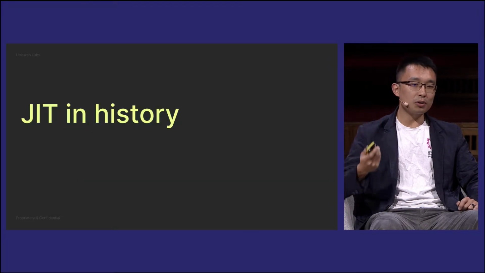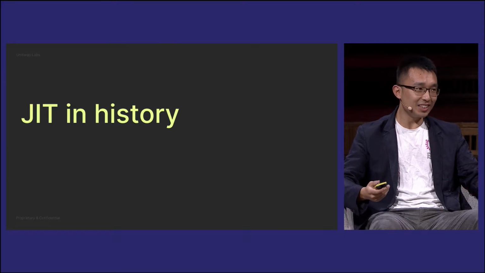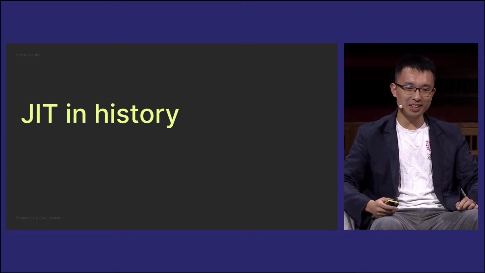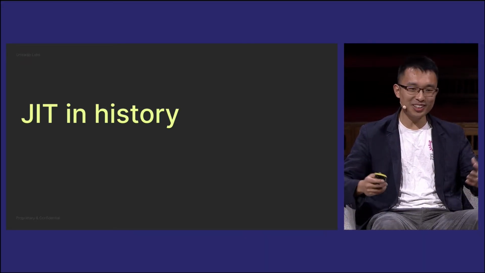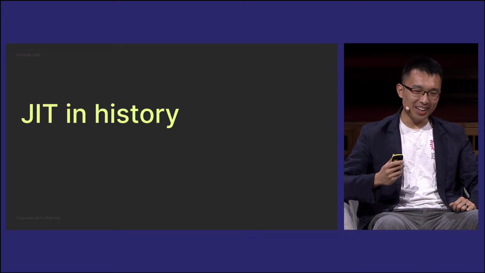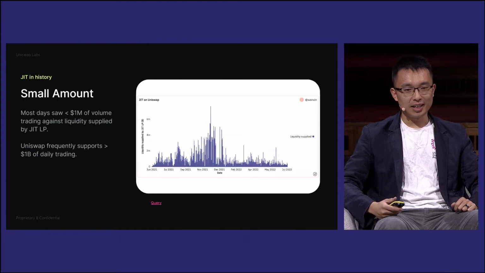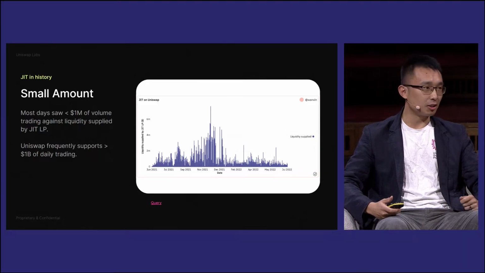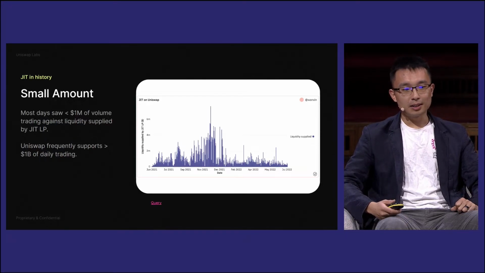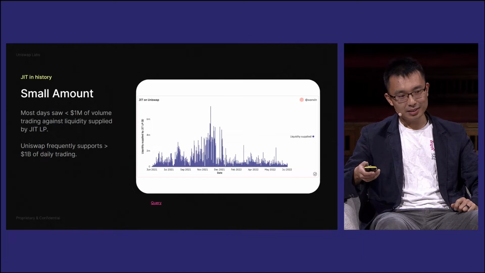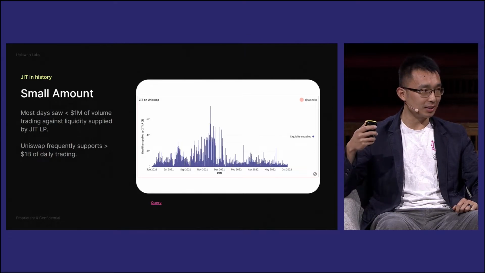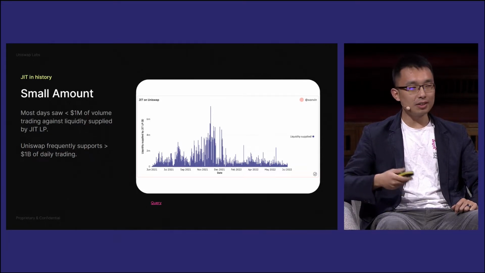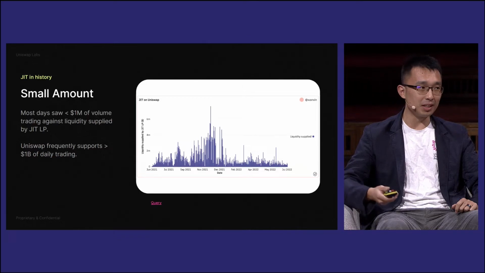Okay, so a quick question we can ask is, how prevalent is it? There has actually been some controversy on Twitter. Don't know if people are following, but some people are saying it's going to destroy the dynamic for LPs. That's not what we found. Overall, we found very, very little JIT in terms of absolute volume. In this chart, the x-axis is date, and the y-axis is the USD volume of JIT liquidity supplied. And on average, or on most days, it's actually less than $1 million.